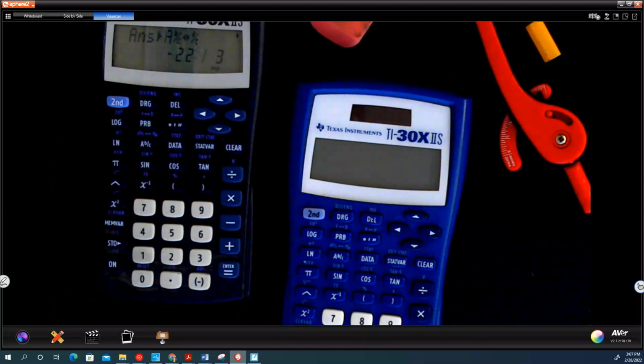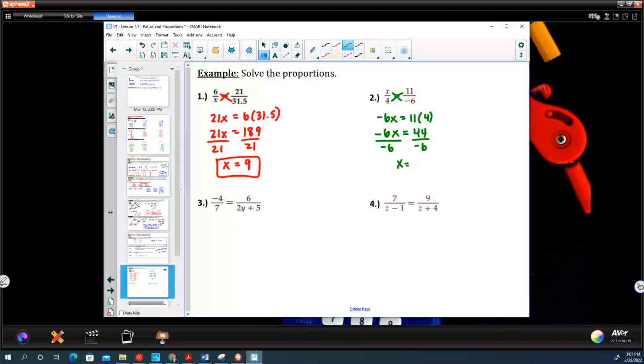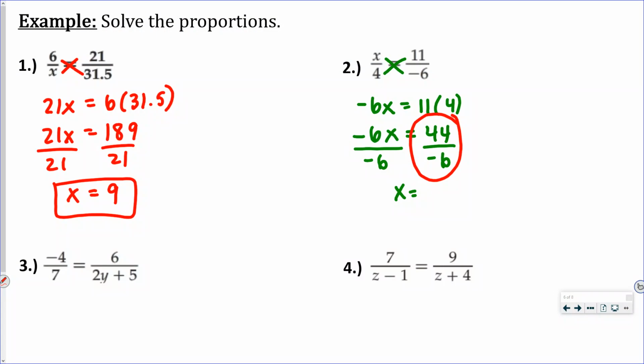I know it's kind of hard to see. My dot game sucks. But also, we just talked about reducing fractions, and if you write out your math like this, 44 over negative 6, and just think about simplifying. Every division problem is a fraction, right? So just reduce that: negative 22 thirds.